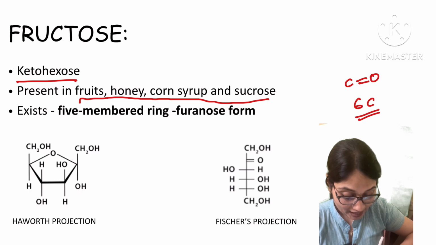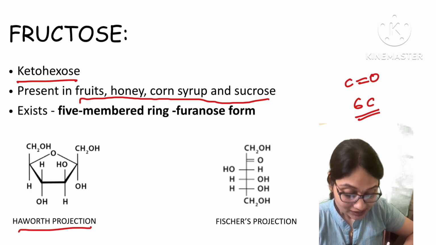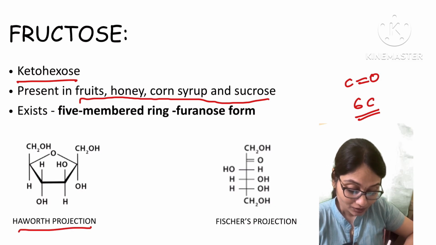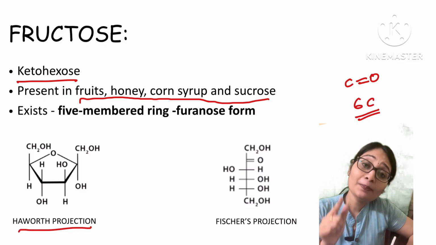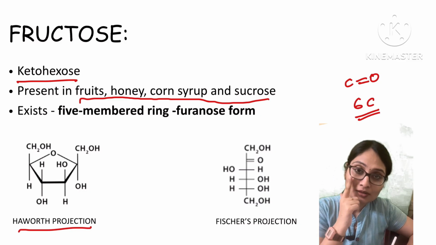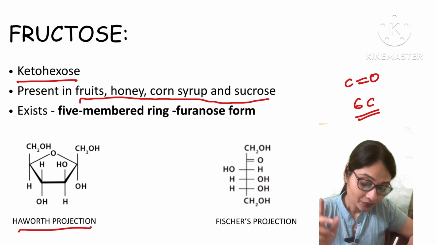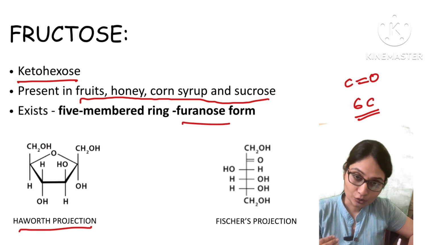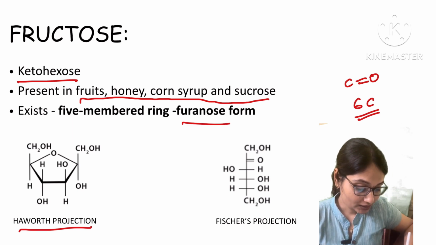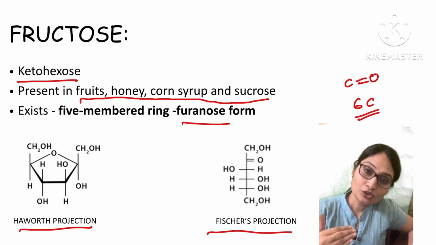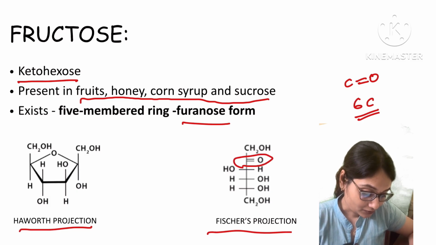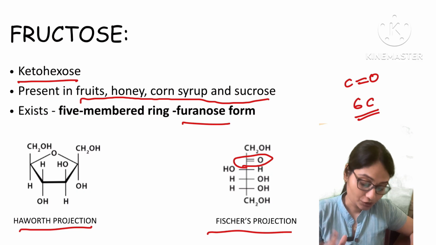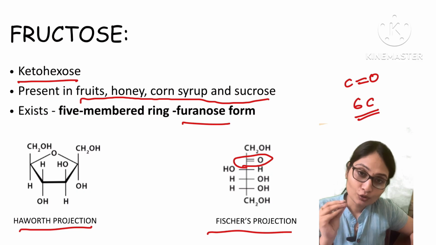This is the Haworth projection, because you can see that this is a 5-membered ring, as opposed to the 6-membered pyranose ring, which is the ring form of glucose. This is the furanose ring of fructose. This is called the Haworth projection, and this is the linear projection, which is called the Fischer projection. We can see the functional keto group at the second position. So this is in short about fructose.